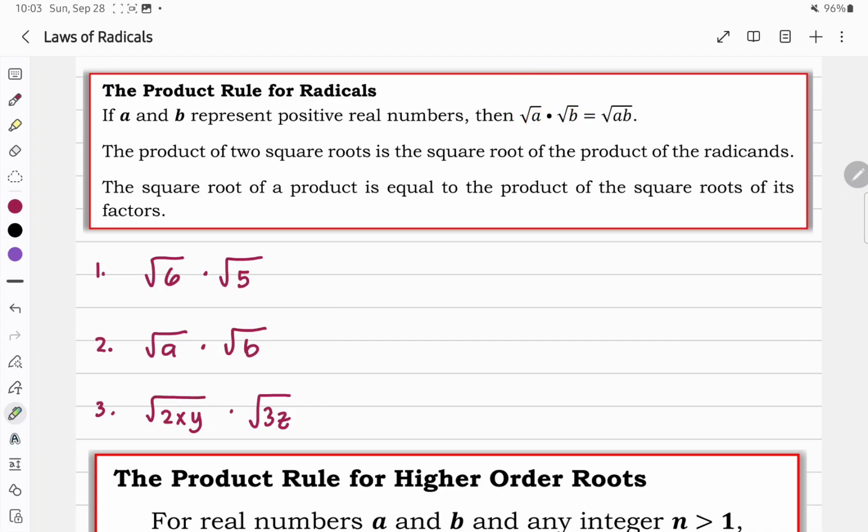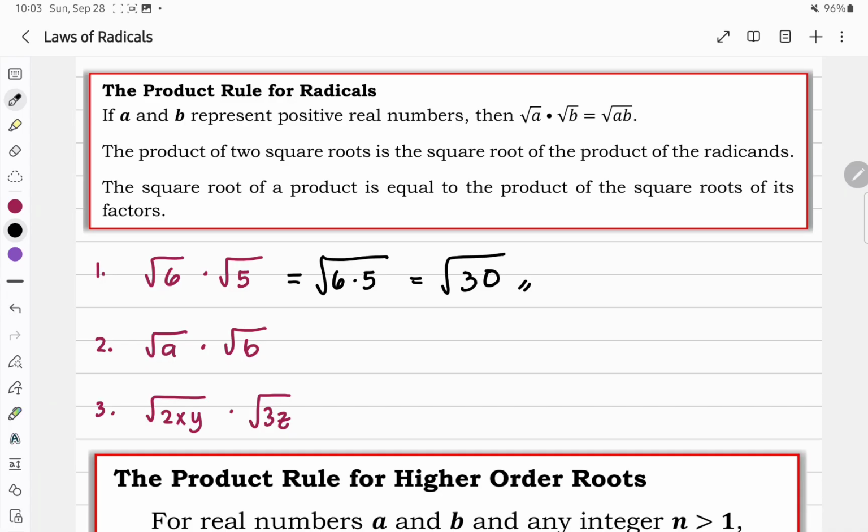So, let's look at number 1 example. You have square root of 6 times square root of 5. So, ang index ito ay invisible 2, ito ay invisible 2 rin. So, according to the product rule for radicals, pwede mong pagsamahin yung dalawang radicand na ito. So, you will have, copy the index, so square root of 6 times 5. And we know that 6 times 5 is 30. So, the final answer will be square root of 30.